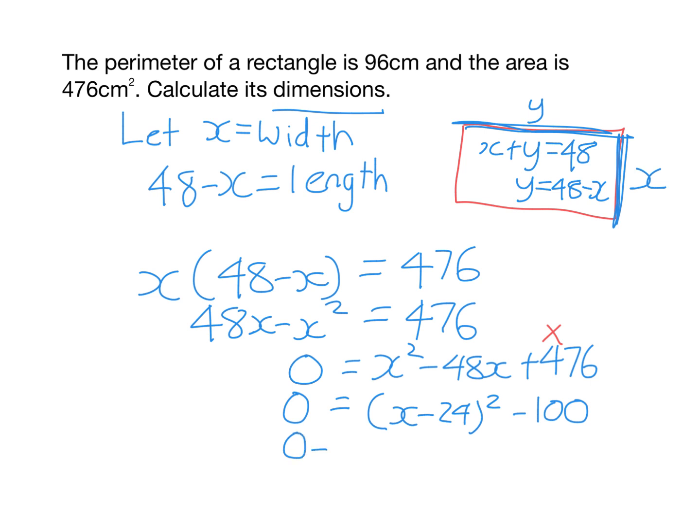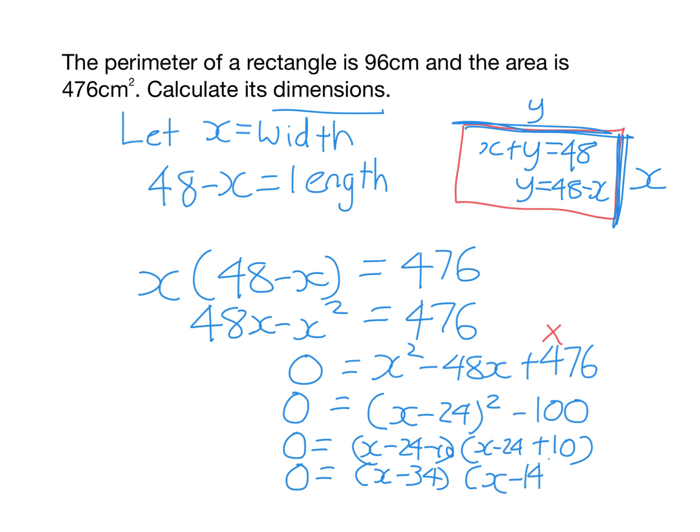So now I use difference of two squares. I'll get my two brackets, square root the first, square root the second, square root of 100 is 10. One bracket gets a minus, one gets a plus. So the first bracket, negative 24 minus 10 is just minus 34. And the other bracket is, of course, just x minus 14. So using the null factor law, I get x equals 14 and 34. They are the two dimensions, width and length. 14 centimeters and 34 centimeters. We're done. Let's now look at another worded question.